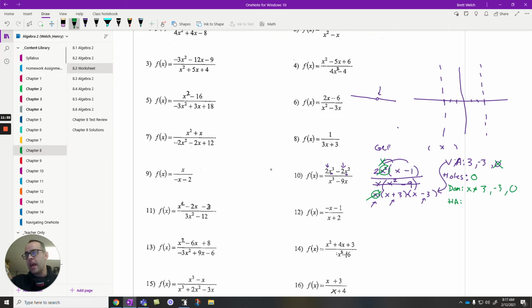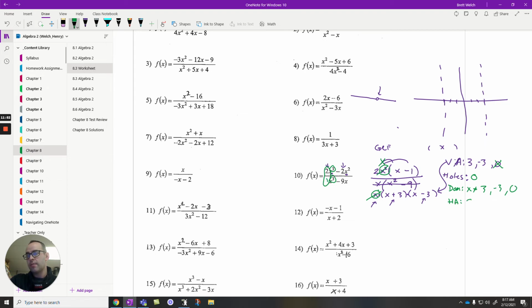Balanced means that the exponent for our first x matches the exponent for our first x top to bottom. Notice these are both x cubed. This is an example of balanced. Whenever it's balanced, we use the leading coefficient test. So whatever numbers lead the equation, this would be 2 over 1.